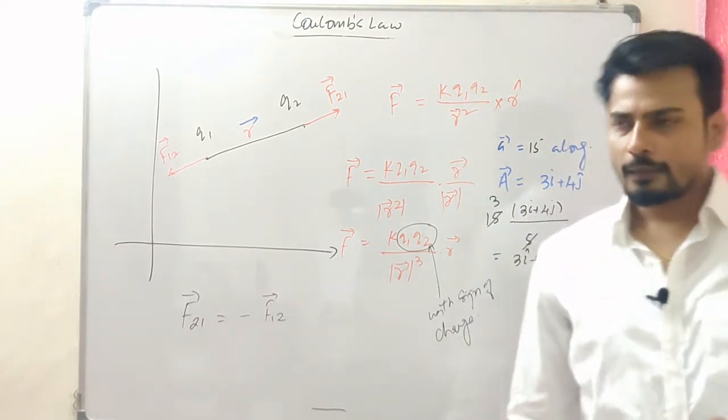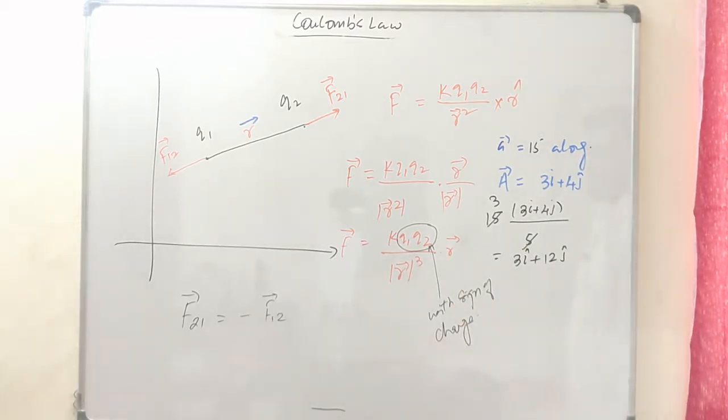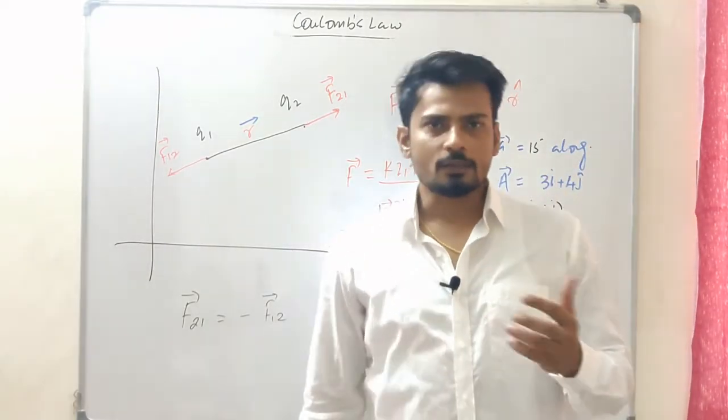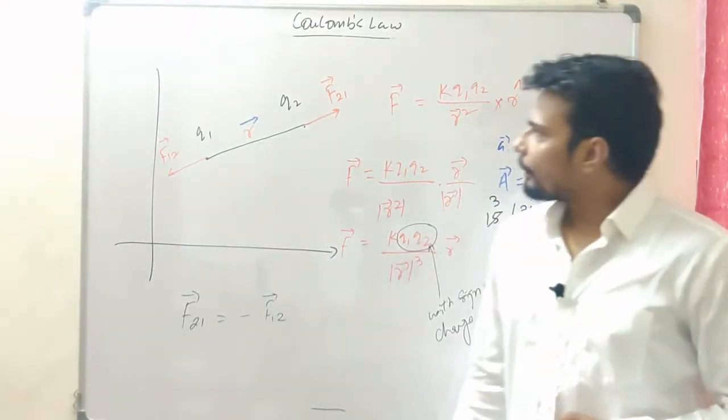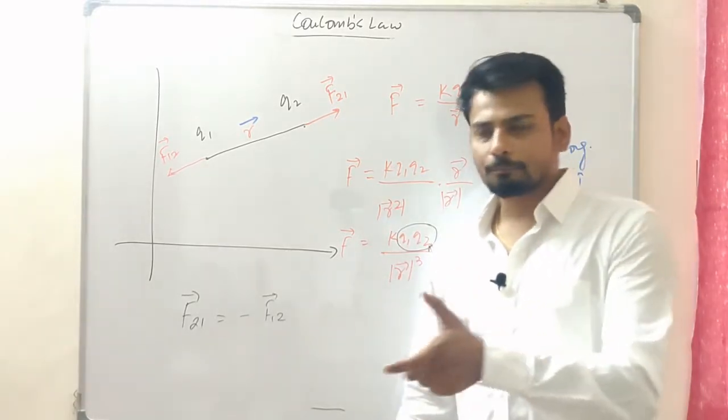If you have any doubt in this thing, I'm going to do one numerical that's going to be clear to all of you. So I'm going to quickly repeat this. If I want to know the force in terms of the vector form of Coulomb's law, I'm going to find the magnitude of the force and multiply it with the unit vector along that.